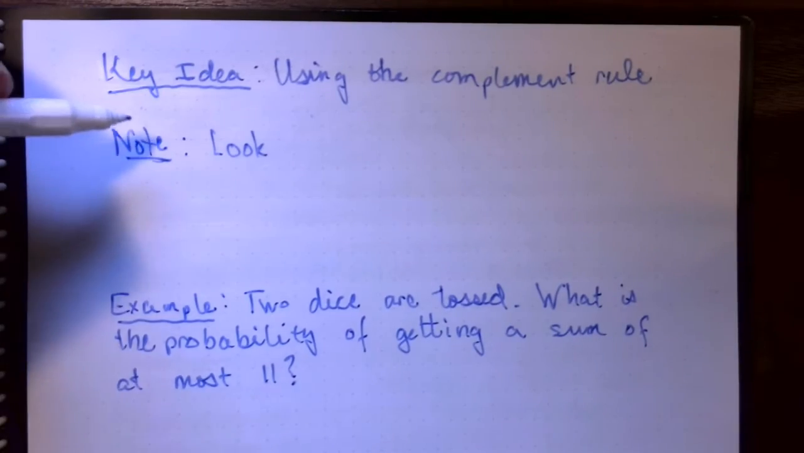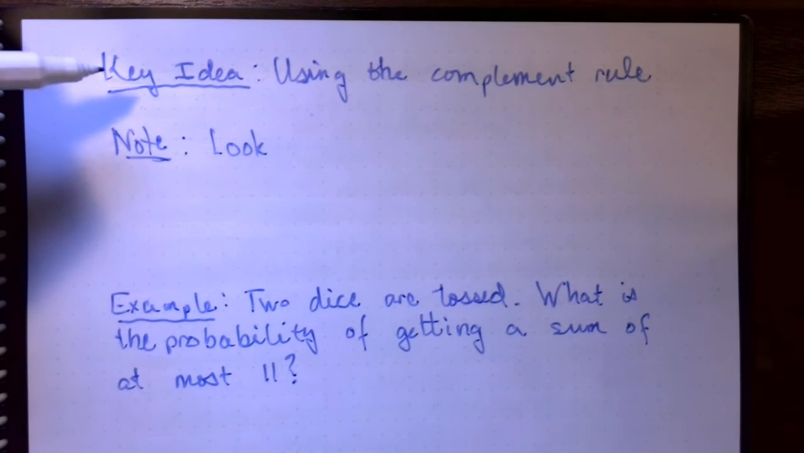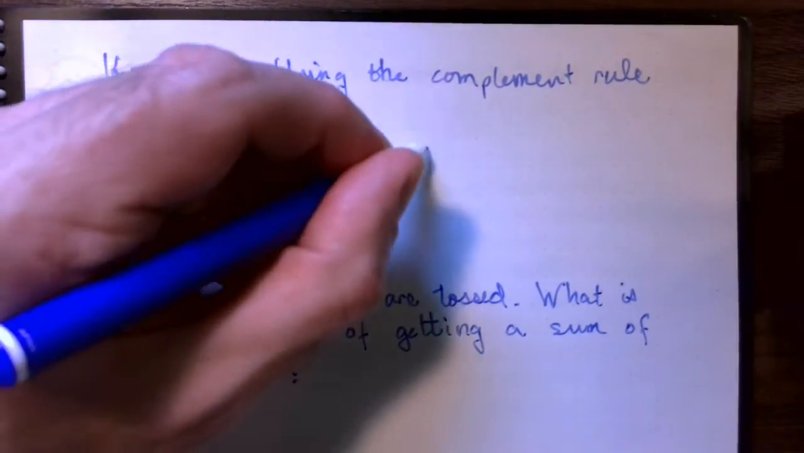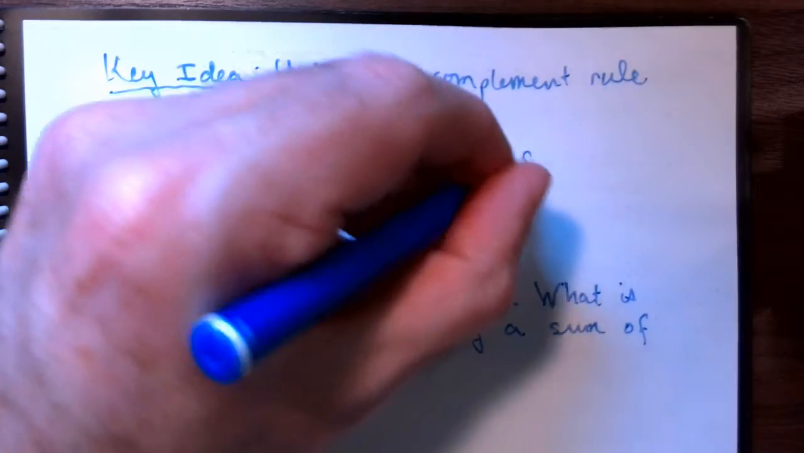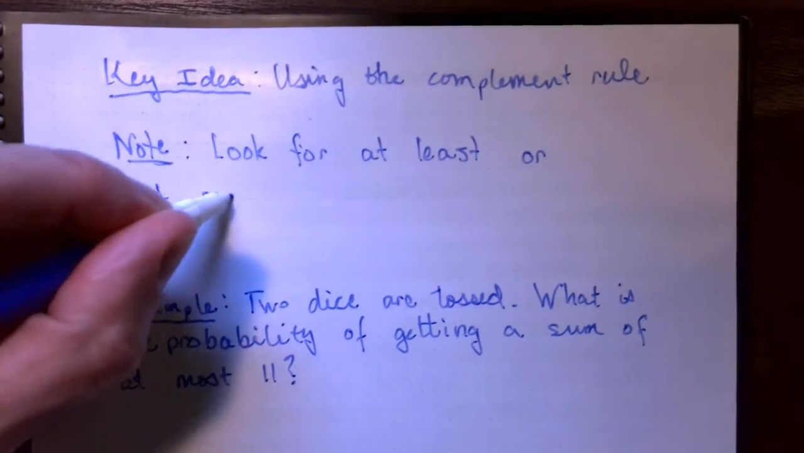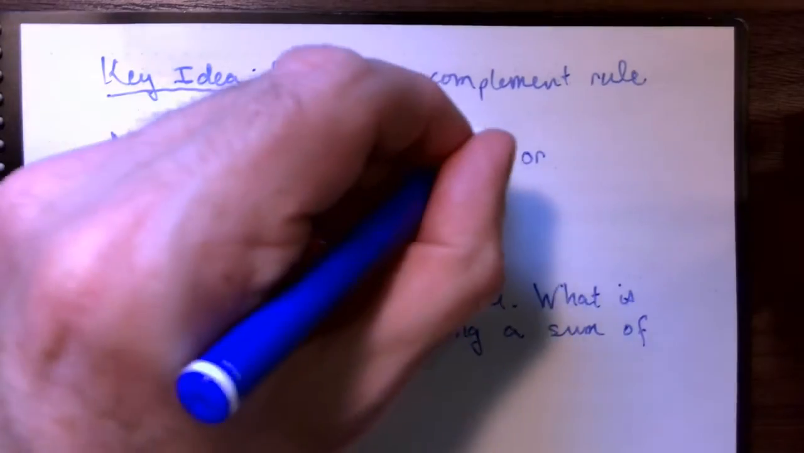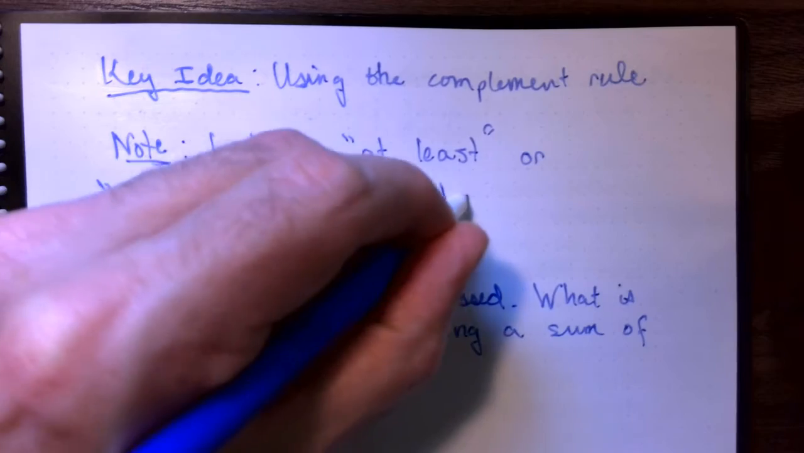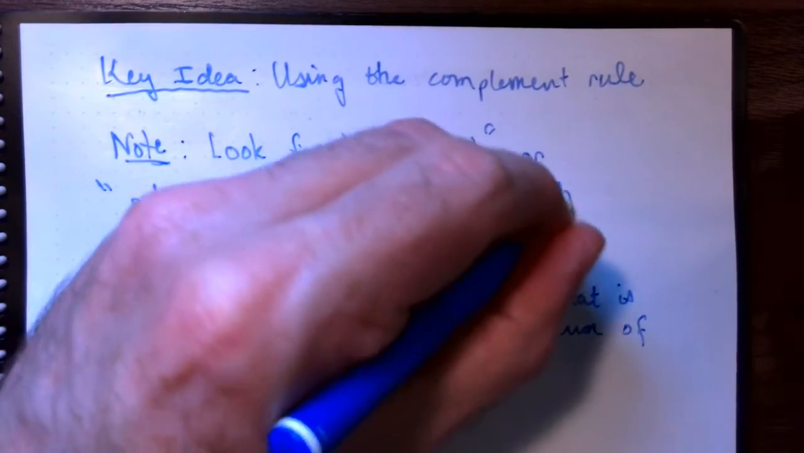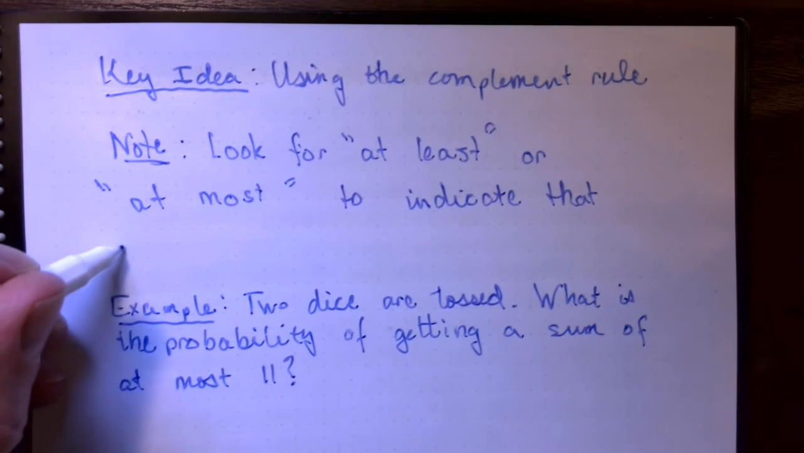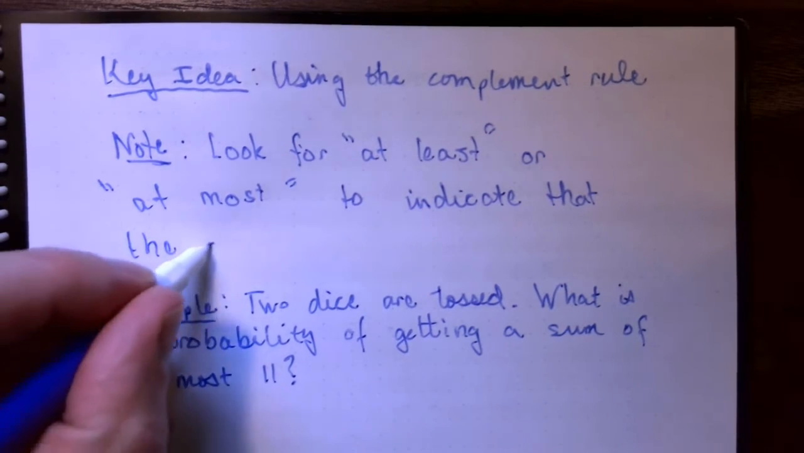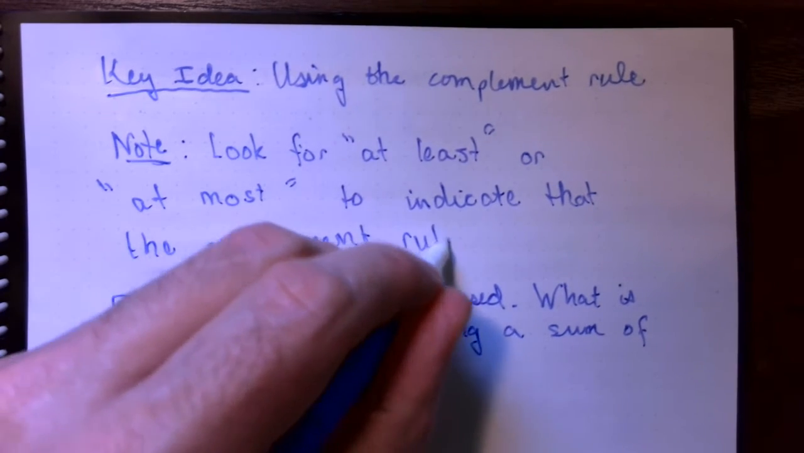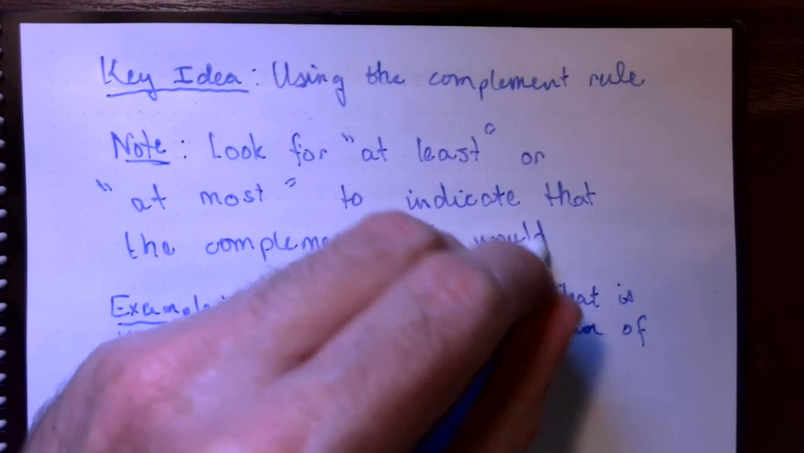So the key idea from this video is you should be able to find probability using the complement rule. Now your hint: look for the words at least or at most. And that should indicate to you that the complement rule could help.